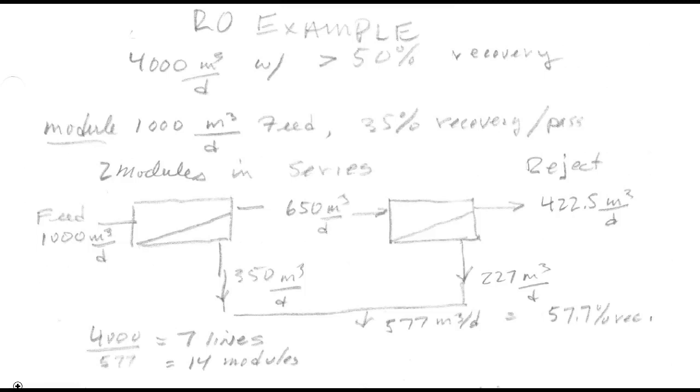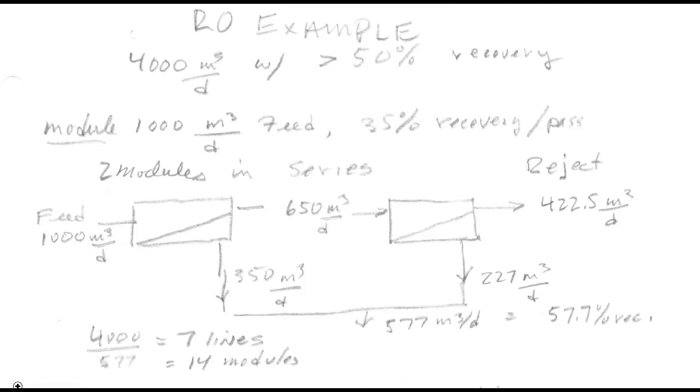day, where the second module would receive 650 cubic meters per day, which is obviously less than its stated capacity, and produce 227 cubic meters per day, for a total of 577 cubic meters for the two modules. That would be a recovery of 57%.